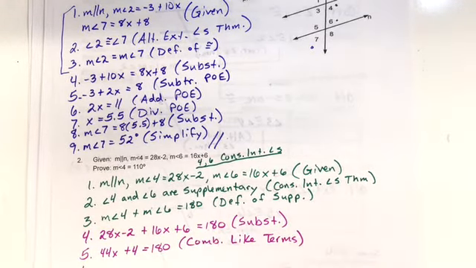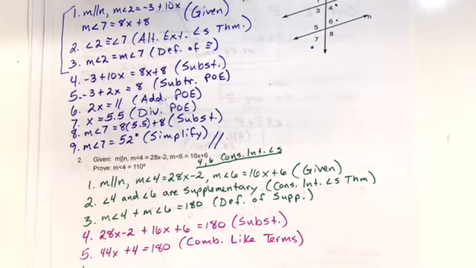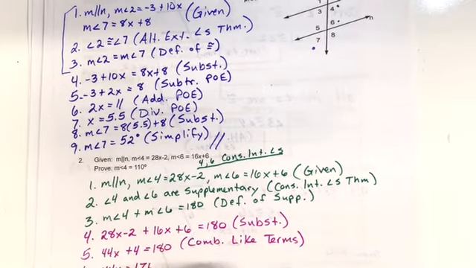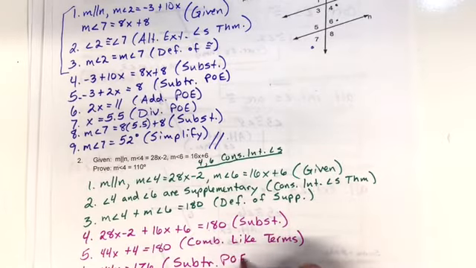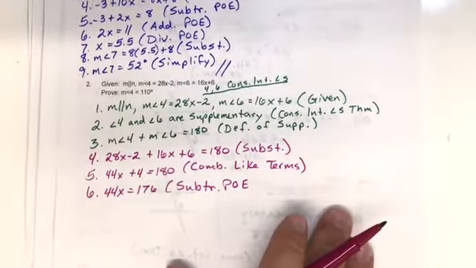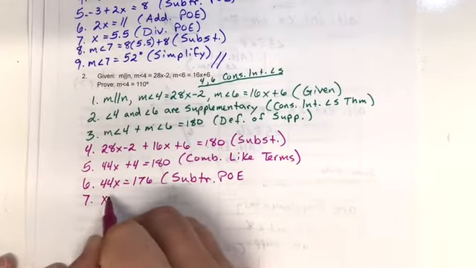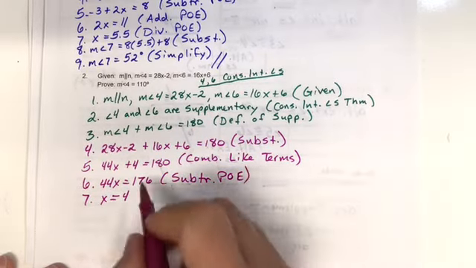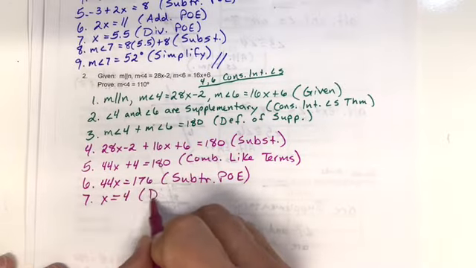And now I start to solve my equation. Again, I'm trying to prove that the measure of angle 4 is 110 degrees, so I have to first have an x value to plug back in. So we subtract 4 from both sides, giving us 44x equals 176. Subtraction POE. Then I divide both sides by 44. 176 divided by 44 is 4. Okay? So that line is x equals 4. My reason is division POE.